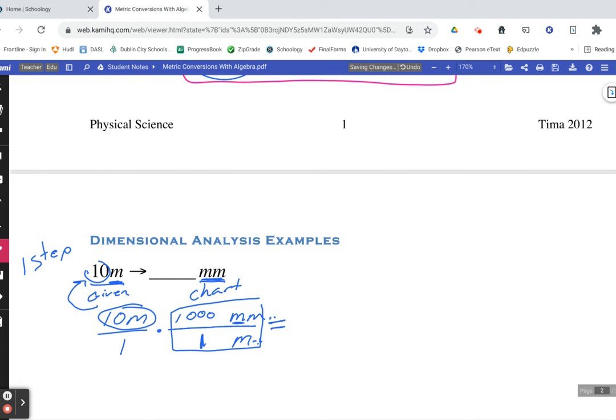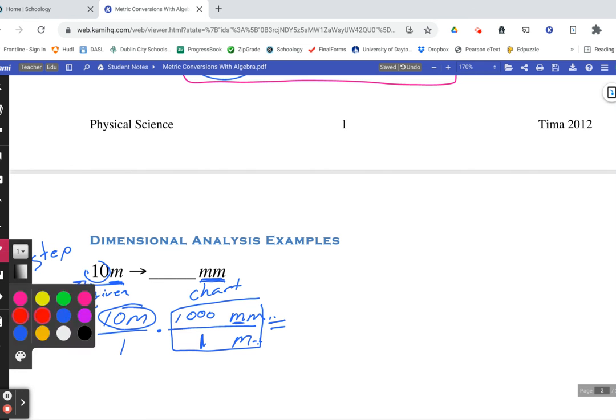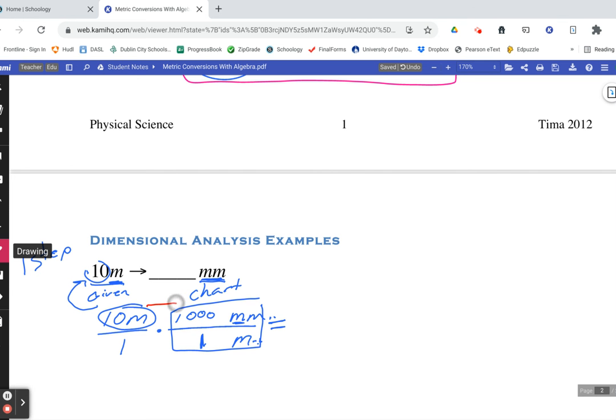Not all fractions sitting by each other mean cross multiply. We're going to multiply across the top and we're going to multiply across the bottom. Now units that are on top and bottom can cross out, just like if I had 2x over 2, you would cross out and reduce that. If I had xy over x, I can cross those out. Well, I have a meter up here and I have a meter down here, so I'm going to do that.